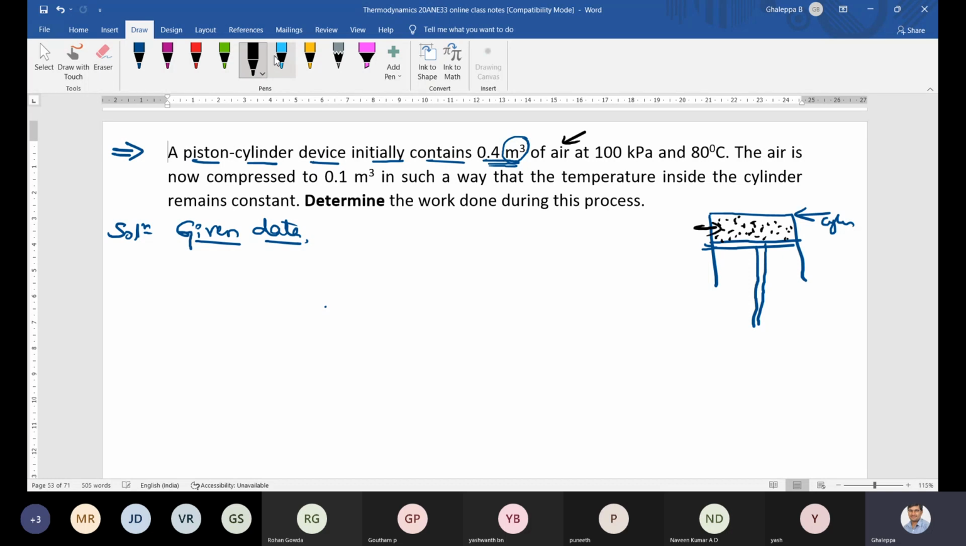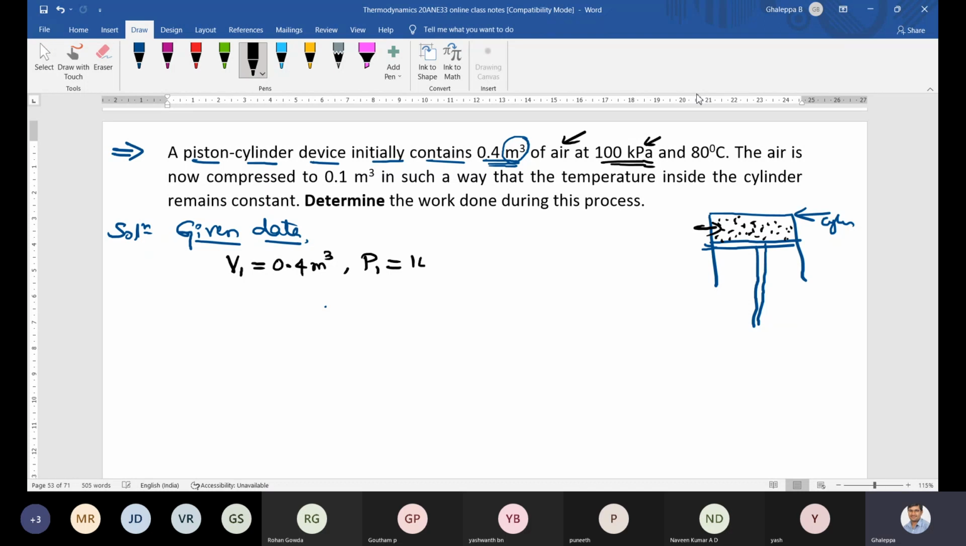What is the volume of the air? He has given V1 is equal to 0.4 meter cube at 100 kilopascal. Pascal is the unit of volume, temperature or pressure? Pressure. So pressure is given, so P1.